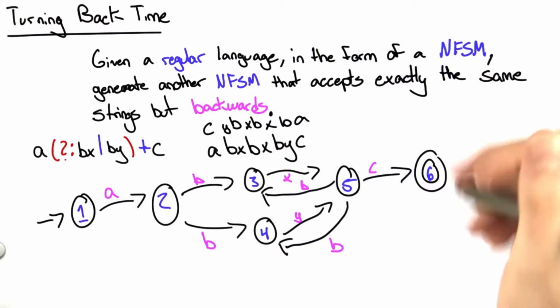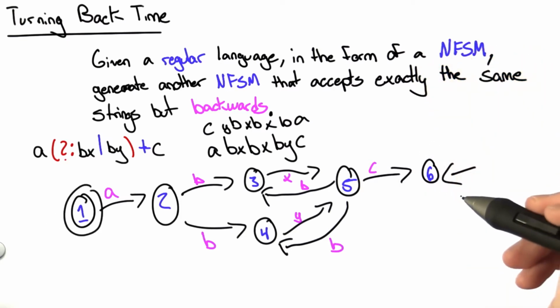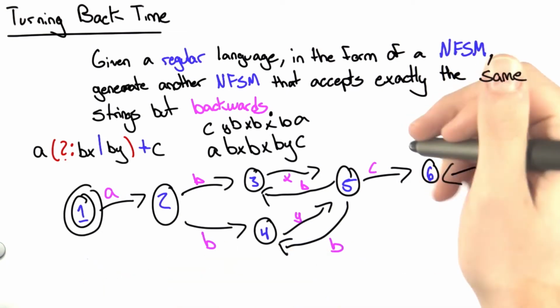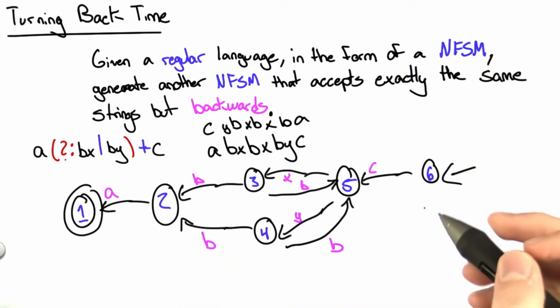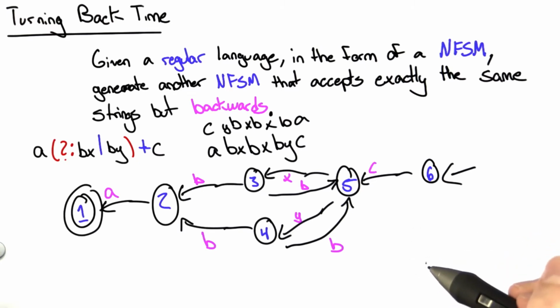Okay, so the first thing I'm going to do is change the start state and the accepting state. So now we start at 6 and finish at 1. And now I'm going to change all of the arrows. And we're done. If you look closely, you'll see that this finite state machine matches exactly the same set as the original finite state machine, but backwards.